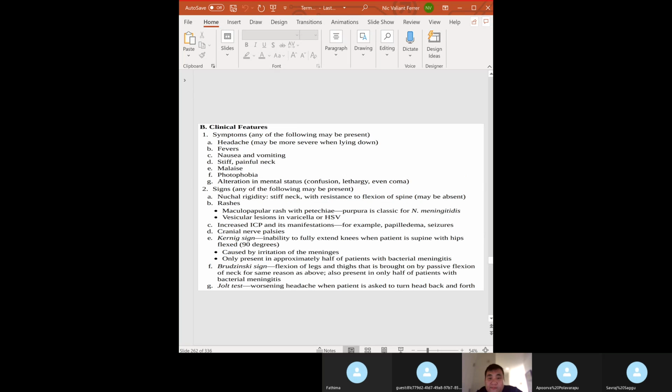Talk about the clinical features. Those are the 3 for your acute bacterial meningitis. You have fever, nuchal rigidity, and change in mental status. Some of them are not specific, like Kernig sign, Brudzinski sign, but these are important for OSCE, I think. And you have the JOLT test.